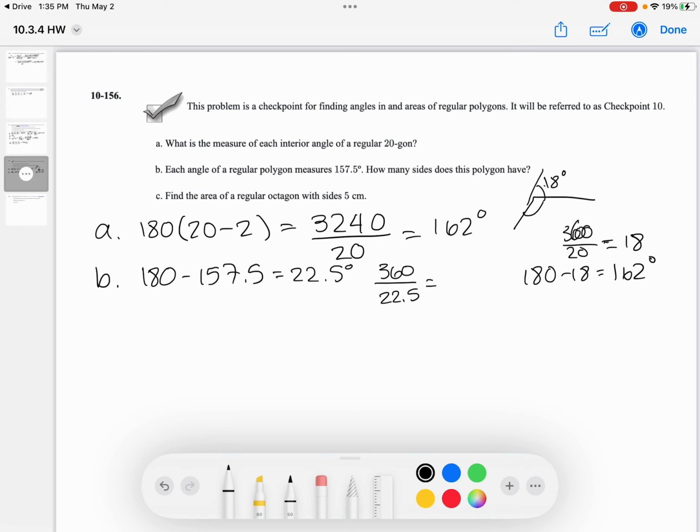So I divide 360 by 22.5 and get 16 sides of my polygon.